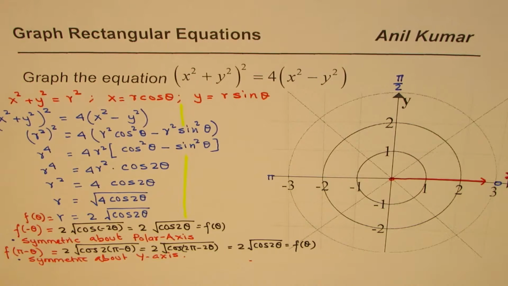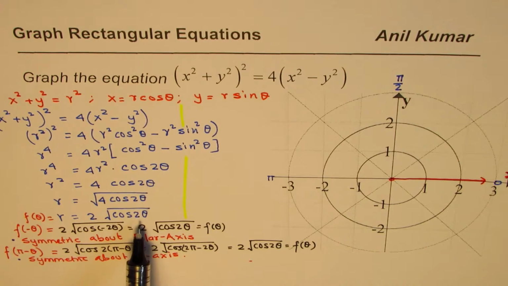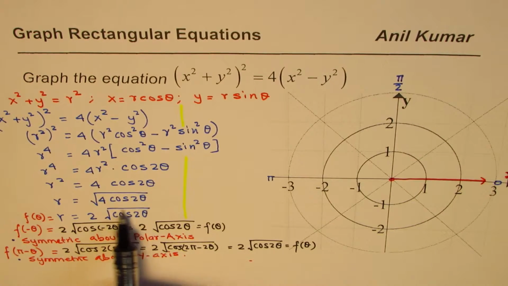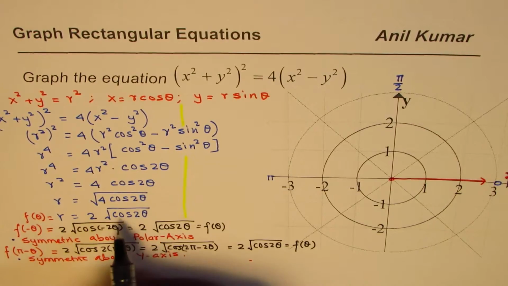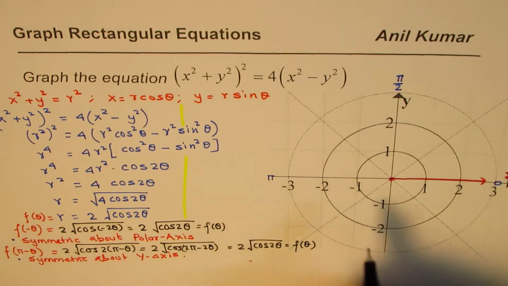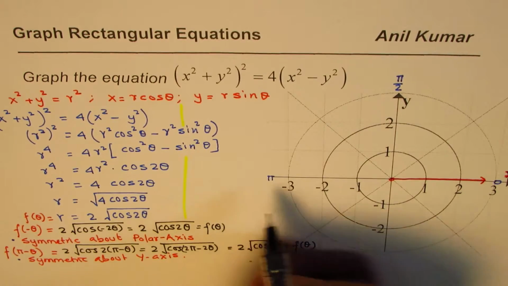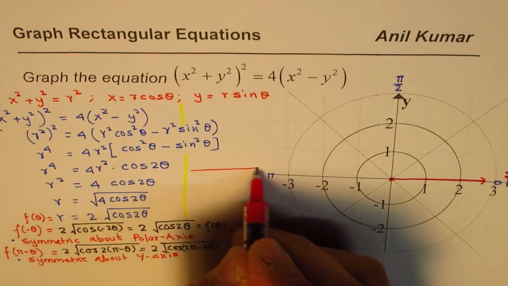So we'll try to make a table of values and find the value for r equals 2 times square root of cos 2 theta, and based on those values we'll sketch. Now remember one more thing, cos 2 theta is within the square root, so we can actually maximum go up to pi by 4, right? Okay, so what we will do here is we'll make a table so that we can create some values. So let me sketch, we'll use this space, okay.